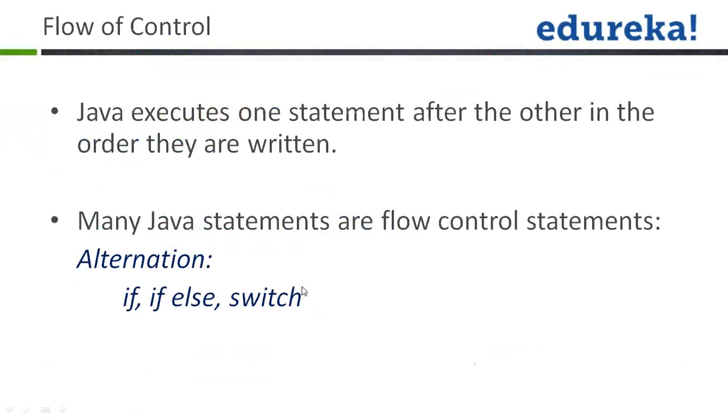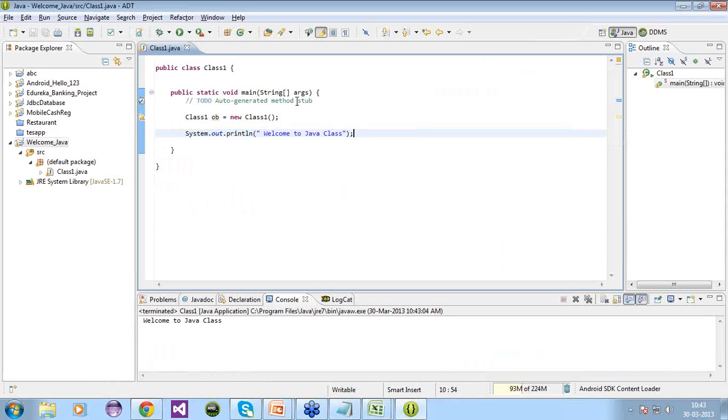Let's get back to the presentation and I come to flow control statements. Java executes one statement after the other in the order they are written. What does that mean? Let's see what it means. We come to Eclipse.